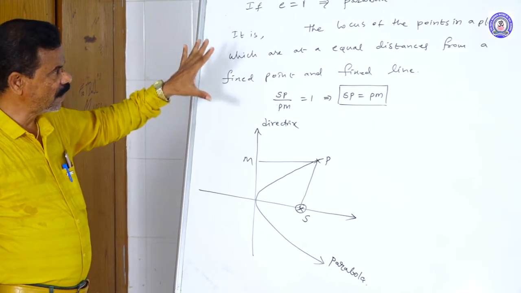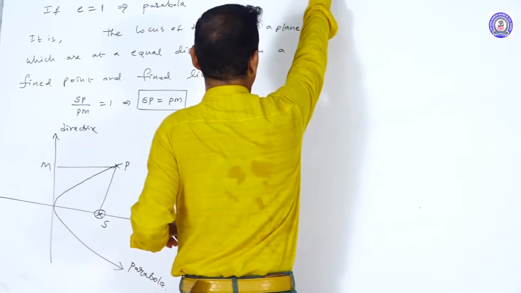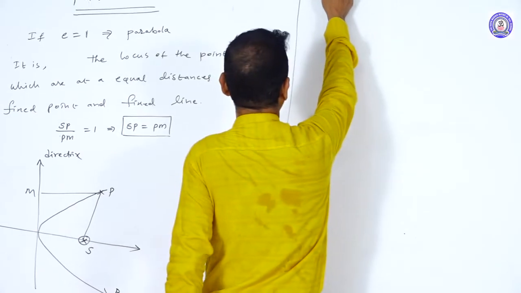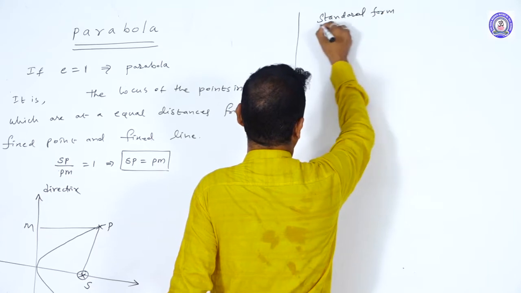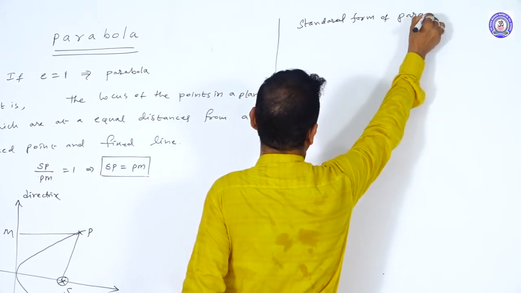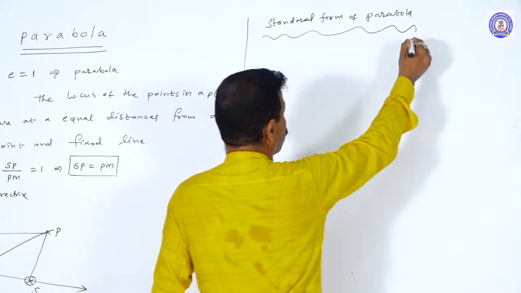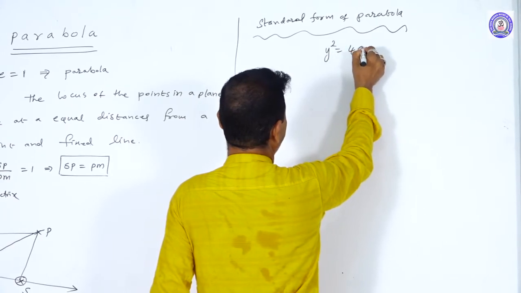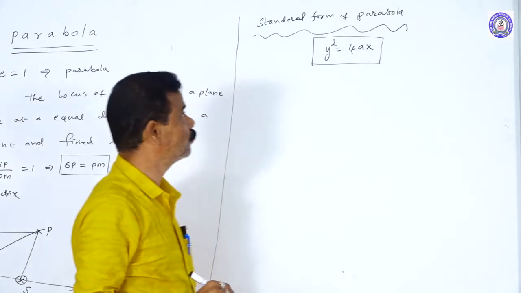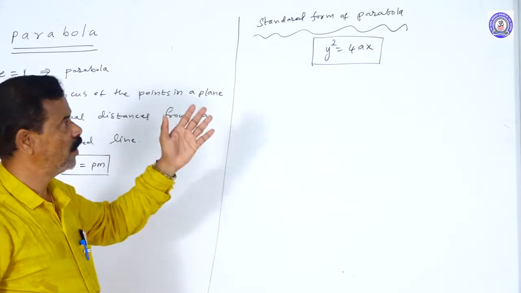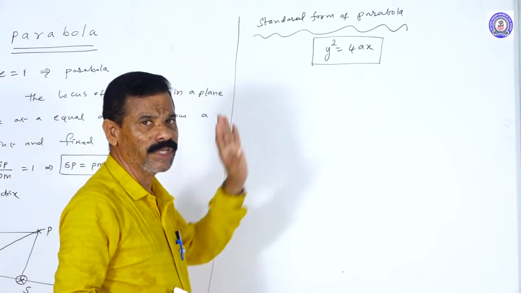Next, standard form of the parabola, equation of the parabola in standard form. So the standard form of parabola is y square is equal to 4ax. This is the equation of the parabola in standard form. Standard form of parabola or equation of the standard form of the parabola, same meaning, that is y square is equal to 4ax.